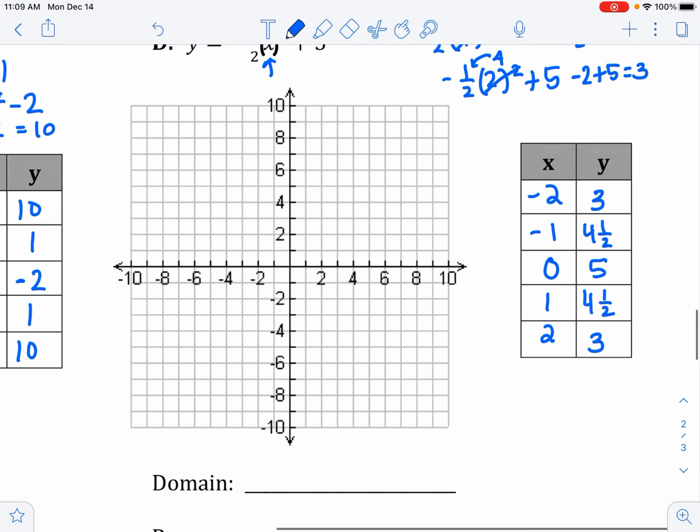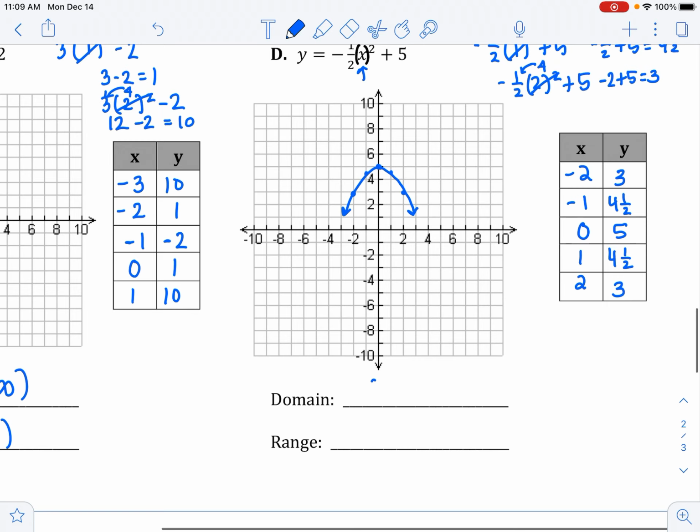I'm ready to graph my parabola. (0, 5), (1, 4.5), (-1, 4.5), (2, 3), and (-2, 3). Connect my points, and there's my wide parabola.